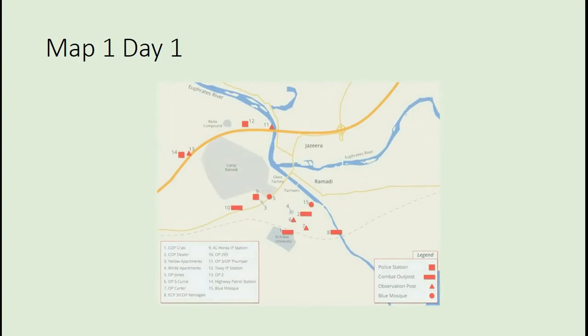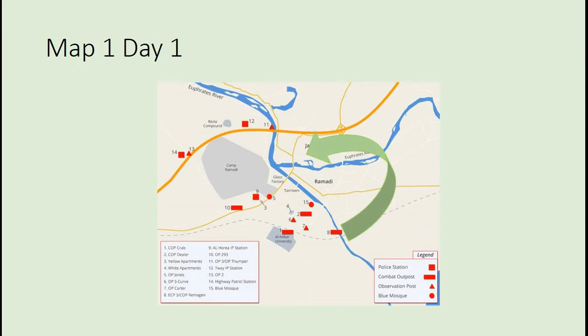Then, of course, we can have a map of map one of day one. And in this particular instance, what I'm trying to show are the various layers that we can add to maps to make things look and come alive. So, this is how our troop movements went, for example.